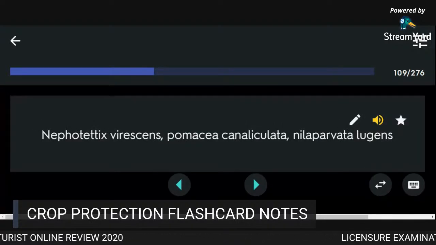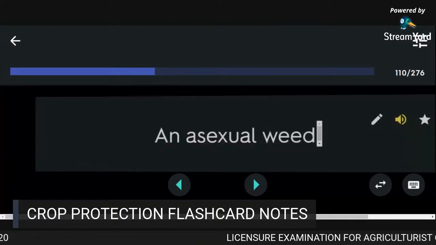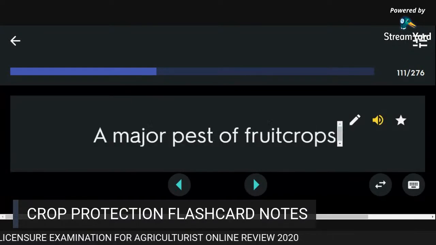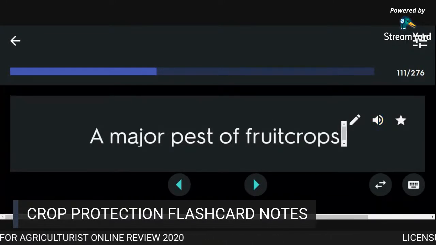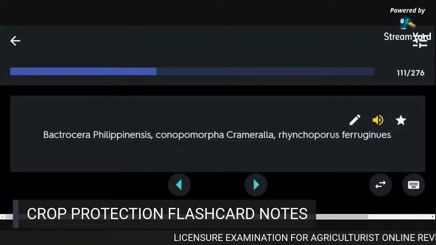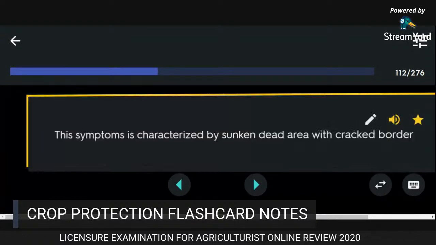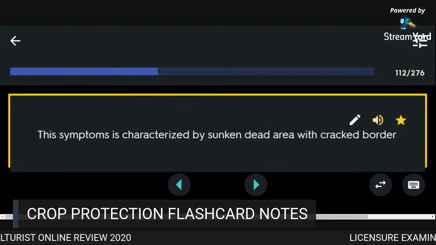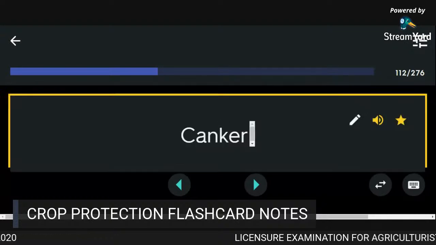An asexual weed. Imperata cylindrica. A major pest of fruit crops. Bactrocera philippinensis, Conopomorpha cramerella, Rhynchophorus ferrugineus. This symptom is characterized by sunken dead area with cracked border. Canker.